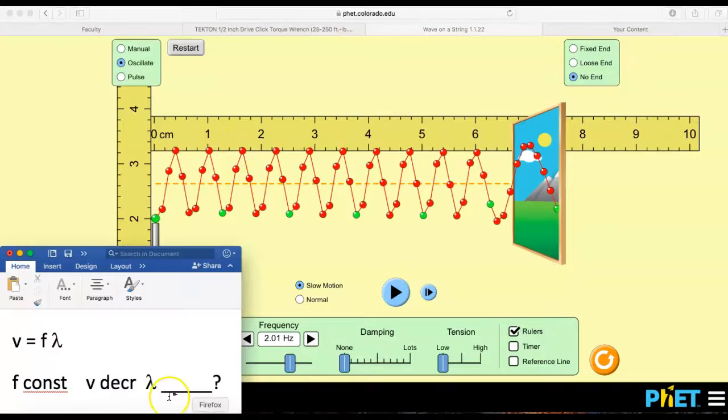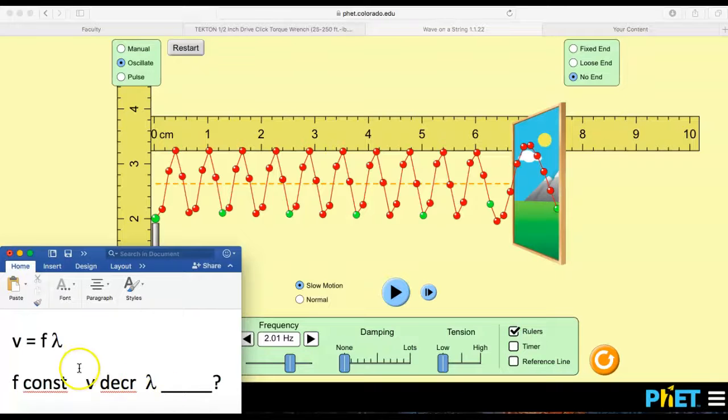So the answer to the question is just what we predicted in the notes. If the frequency is constant, but the speed goes down, this stays constant, this stays constant. We lower the left side. To keep this in balance, you have to lower something on the right side. And the only thing that's changeable in this example is wavelength.